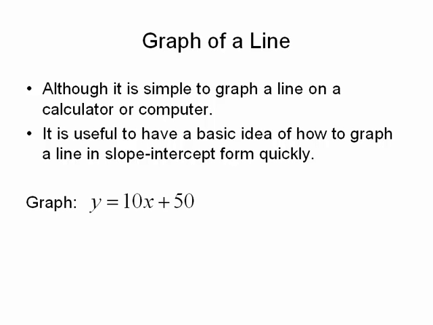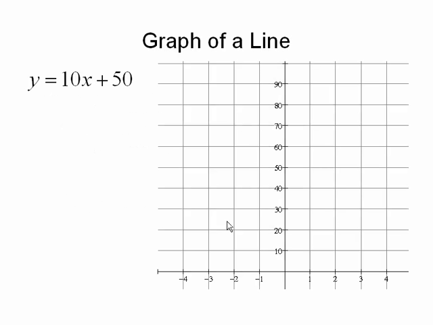So let's graph the line y equals 10x plus 50. I've started the graph here for you, but you'll notice the window that I'm using is not your standard window of minus 5 to 5 or minus 10 to 10. The reason I did that is because I know that the slope of this line is 10 and that it has a y-intercept of 50.